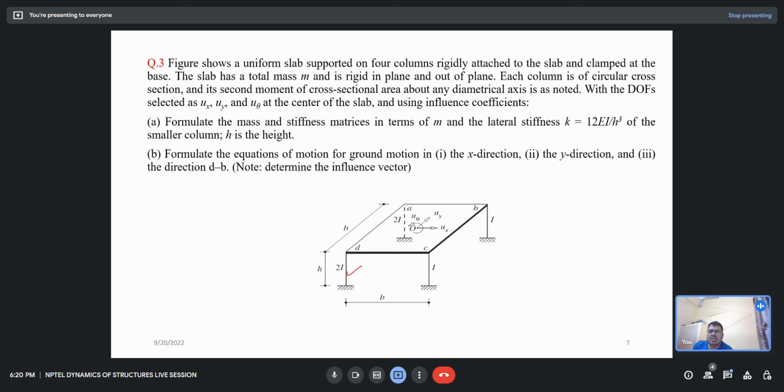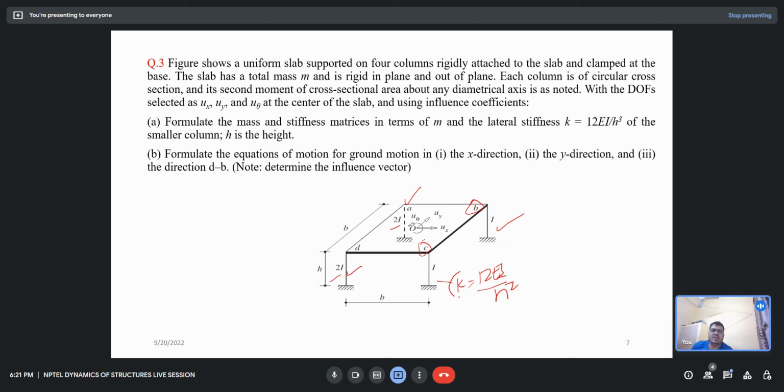For column D and column A, that is given as 2I, and for column B and column C, that is I. With degrees of freedom ux, uy, and u theta at the center of the slab, and using the influence coefficient, first we have to formulate the mass matrix in terms of M, and the stiffness matrix. The lateral stiffness for one column would be k is 12EI by h cube.